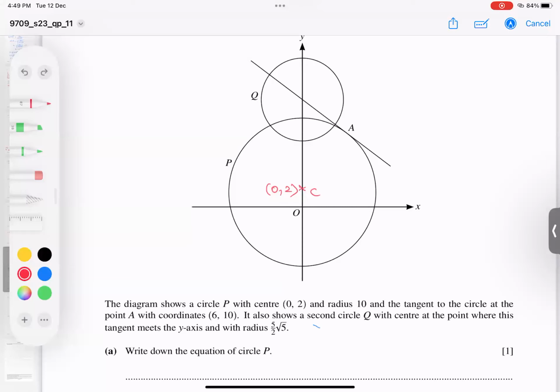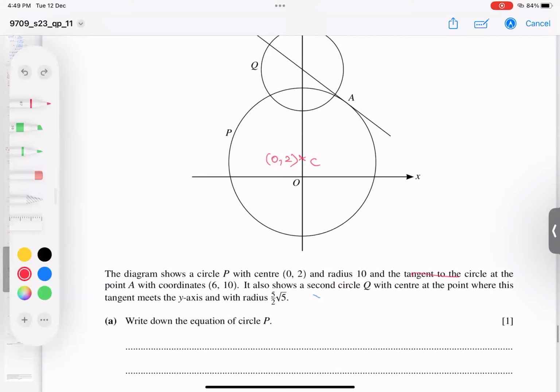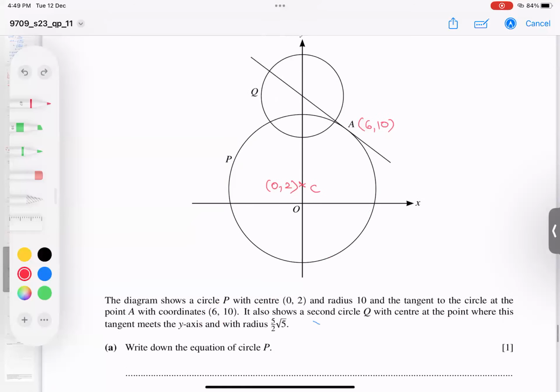And the question mentions a tangent to the circle at a point A. You can see this black line touching the circle at A. And what are the coordinates of A? (6, 10). So I'm writing here (6, 10). So A's coordinates I have. You know, this question you have to read properly. Nothing hard, only proper reading.